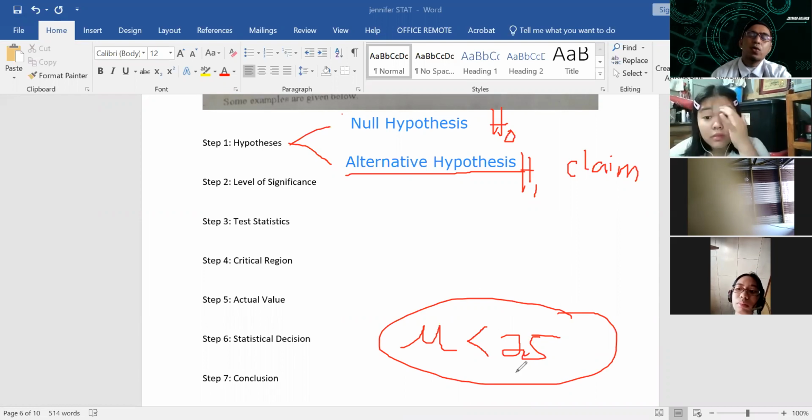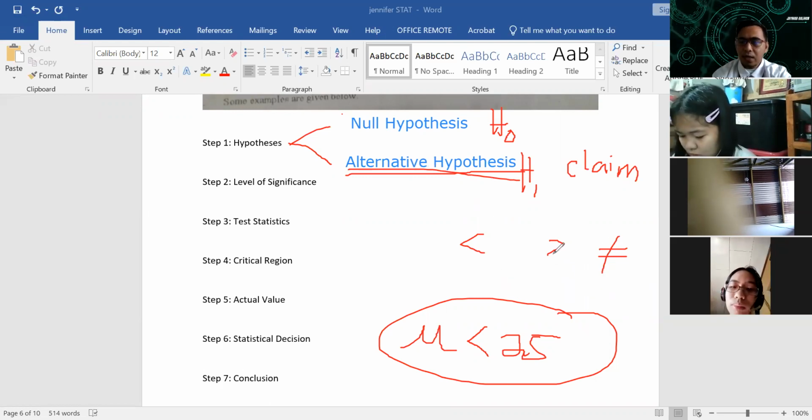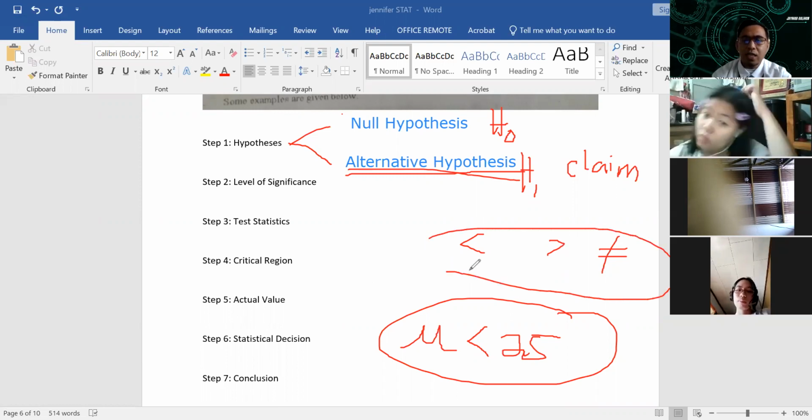Okay? So, the alternative hypothesis will consist of either less than, greater than, or not equal. Again, the alternative hypothesis will involve less than, greater than, or not equal. In some cases, napay less than or equal, greater than or equal. But for us, let us just discuss these 3.